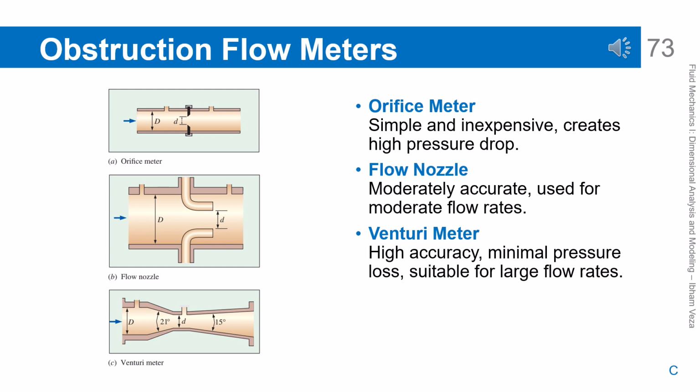Obstruction flow meters. An orifice meter is simple and inexpensive, but causes a large pressure drop. A flow nozzle provides moderate accuracy with less pressure loss than an orifice. A Venturi meter offers high accuracy with relatively small pressure loss. The choice of device depends on the required accuracy and acceptable energy loss. All these devices operate based on flow acceleration in a constricted region.